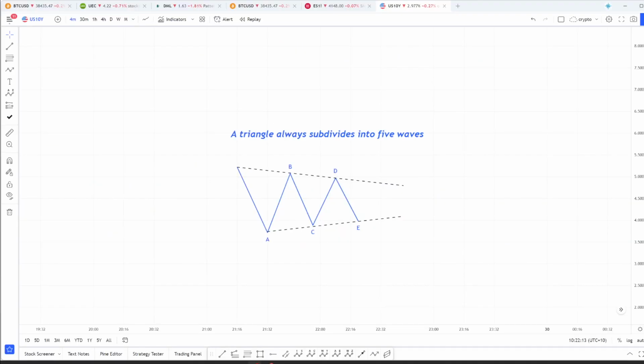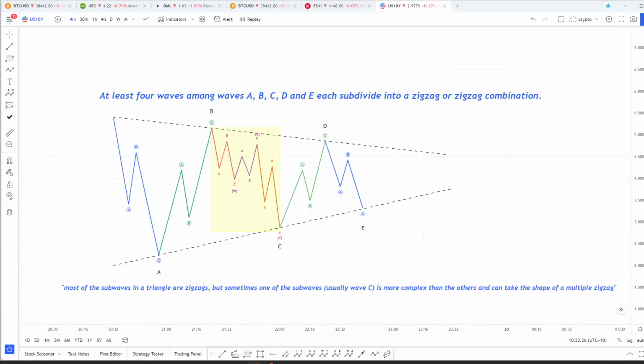So let's visualize this. Rule 1 states that a triangle always subdivides into 5 waves. Rule 2 states that at least 4 waves among waves A, B, C, D and E each subdivide into a zigzag or a zigzag combination. So you can see down the bottom here I've just included a quote: most of the subwaves in a triangle are zigzags, but sometimes one of the subwaves, usually wave C, is more complex than the others and can take the shape of a multiple zigzag.